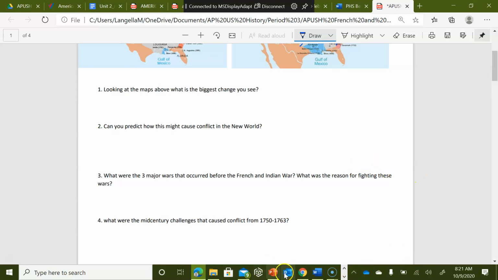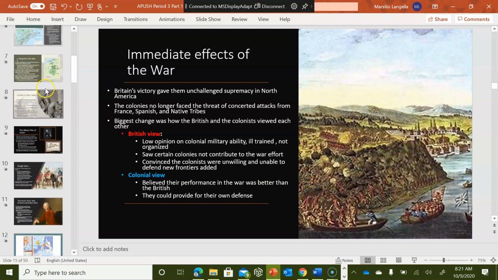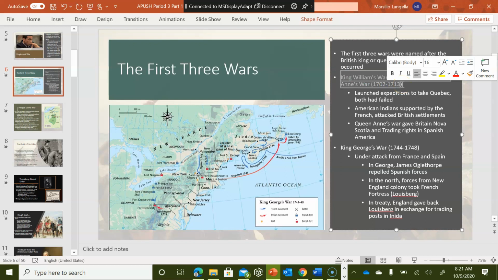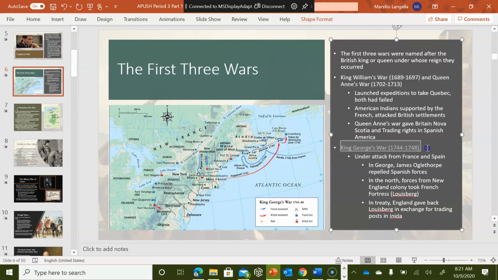Okay. When you take a look at the PowerPoint, and I'll show you, talked about it right here, right? The first two, King William's War and Queen Anne's War, were basically their attempt to try to take Quebec. They failed, and then King George's War was actually somewhat successful for the British. They had gained some trade routes in India because they had taken certain forts from the French, and they kind of made a deal. All right.